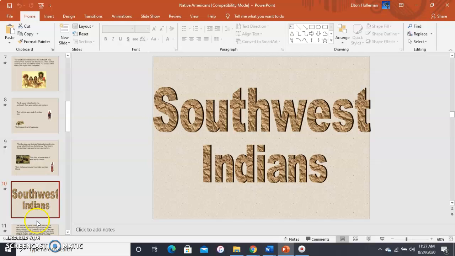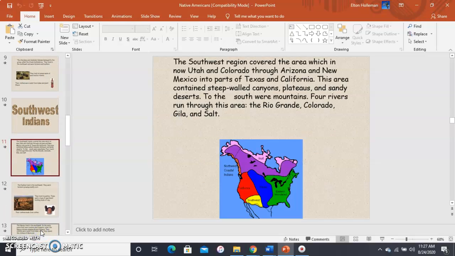Southeast Indians, my bad, can't read. Southwest Indians. Southwest region, as you see here, now in Utah, Colorado, through Arizona, New Mexico, Texas, California. This area contained steep walled canyons, plateaus, and sandy deserts. To the south were mountains. You have 4 rivers run through the area: the Rio Grande, Colorado, Gila, and Salt Rivers.